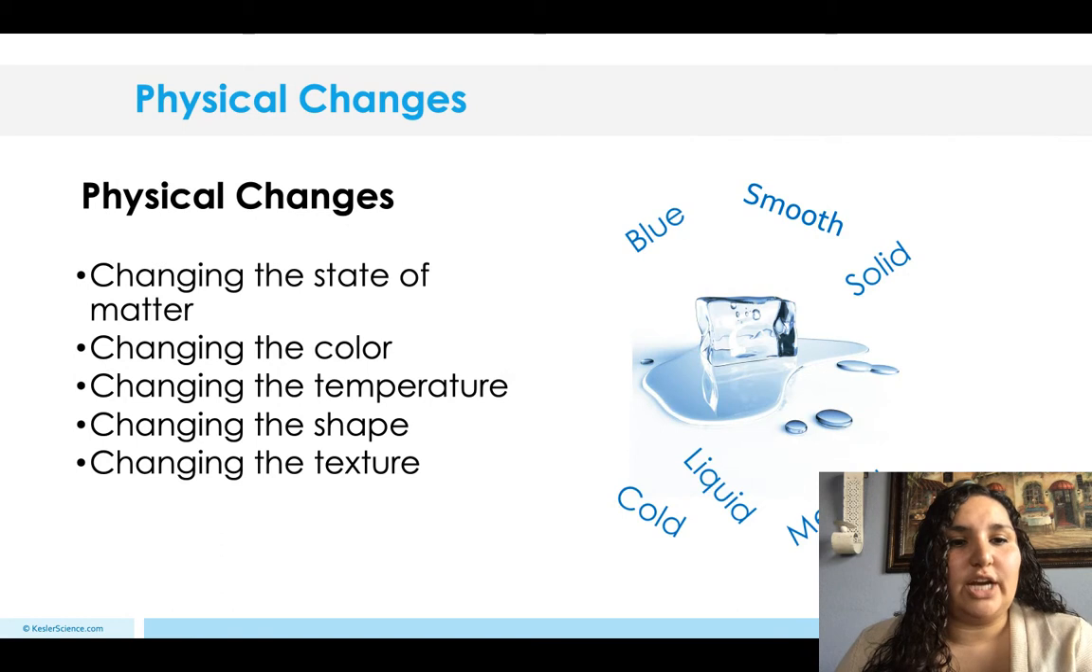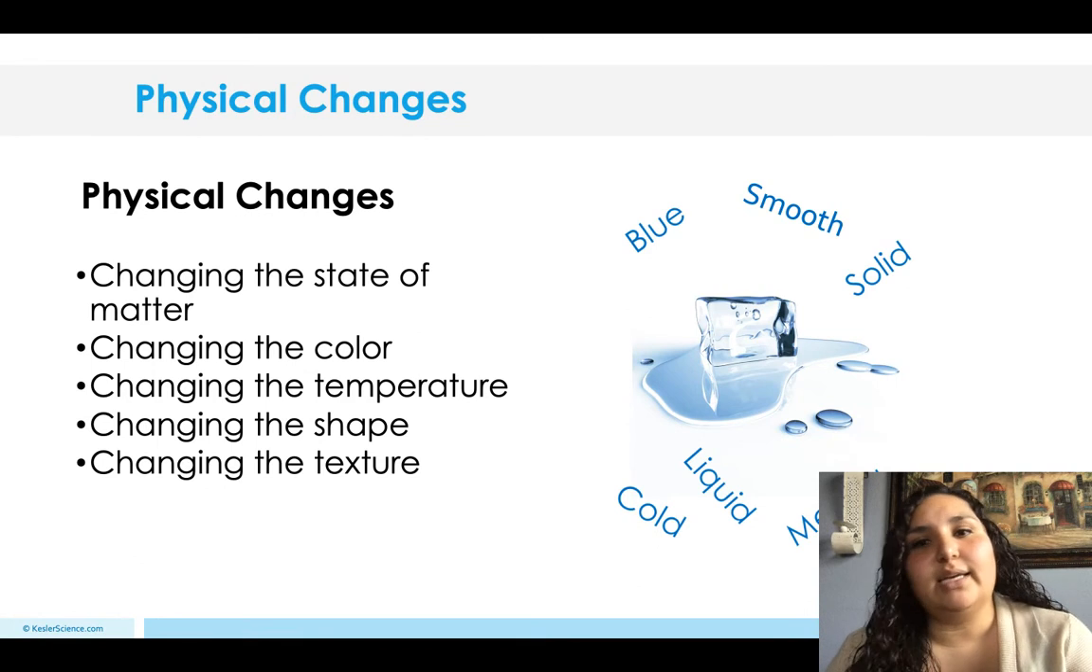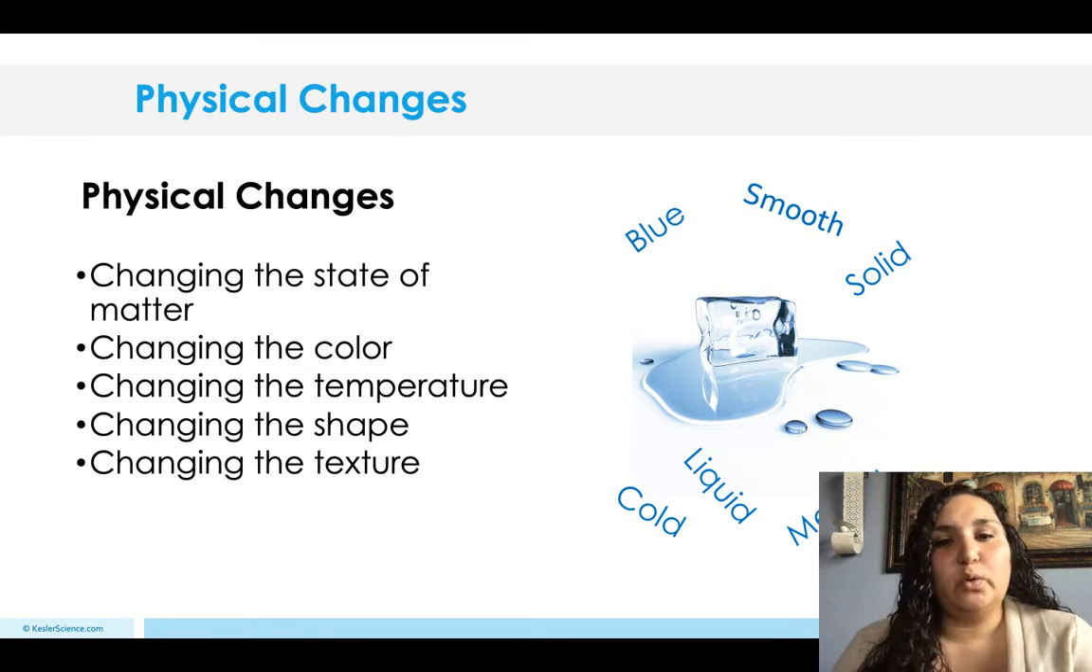Physical changes change the state of matter. They can change the color. They can change temperature, shape, or texture. What I mean by changing color is, if I were to add food coloring to milk, it is still milk, even though it's green milk or blue milk. Adding food coloring is not a chemical change. That is just a physical change. It remains the same thing.